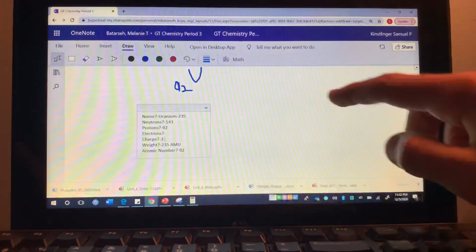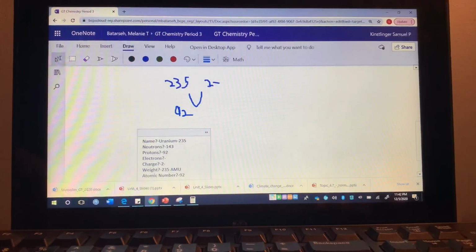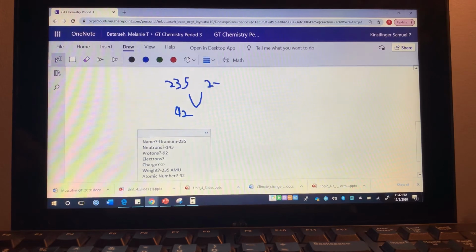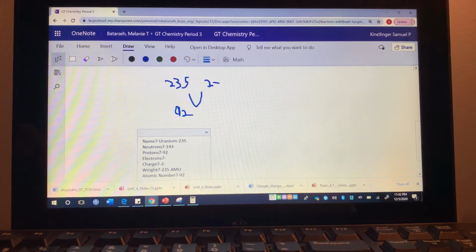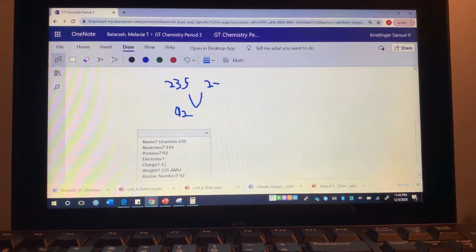So 2 minus, meaning that there are 2 more electrons than protons, because the charge on an electron is 1 minus, the charge on a proton is 1 plus. Because electrons are negatively charged and protons are positively charged. And to be clear, if it was a neutral atom, meaning that the amount of protons equals the amount of electrons, there wouldn't be anything written up there. You wouldn't write a 0 or anything. And usually if it's 1 plus, you just write plus, and if it's 1 minus, you just write minus.